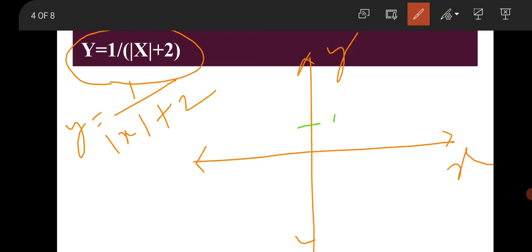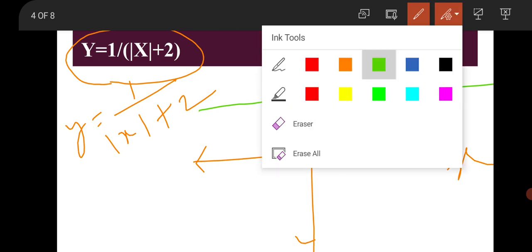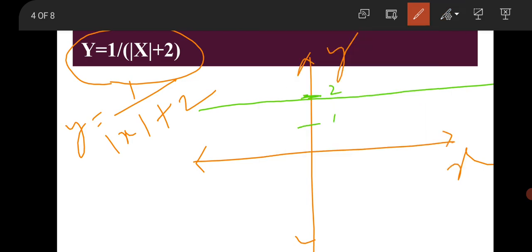This is point 1, this is point 2. Let's draw a horizontal line, parallel to the x axis. This is the straight line passing through y equal to 2. So the graph will be like this. This is the graph for y equal to 1 by mod x plus 2.